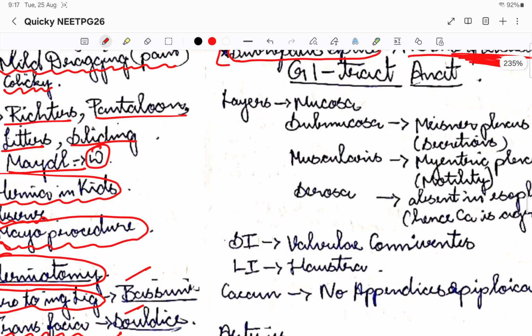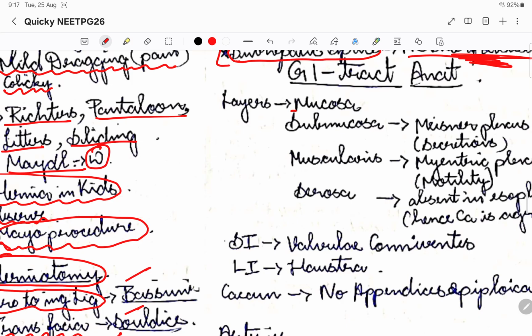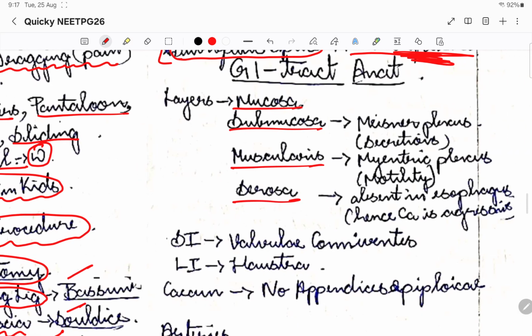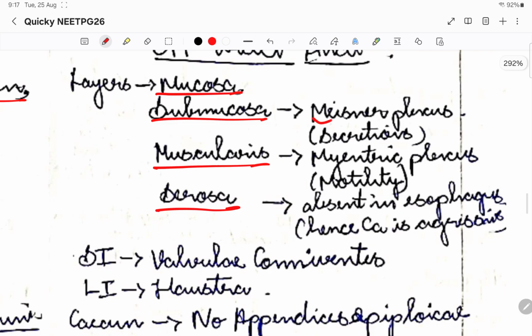So these are the layers of the gastrointestinal tract: mucosa, submucosa, muscularis and serosa. Coming to Meissner's plexus, this controls the secretions and is present in the submucosa. Then the myenteric plexus, the Auerbach's plexus, which maintains the motility, is in the muscularis layer. Basically, all the nerves supplying the muscles are in the muscularis layer.